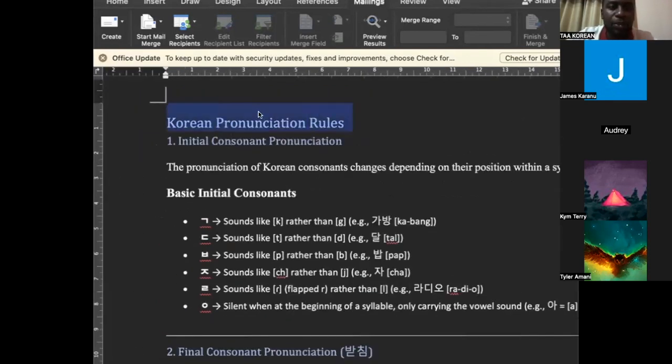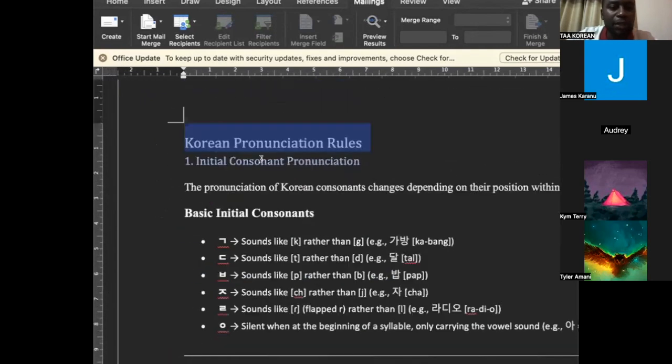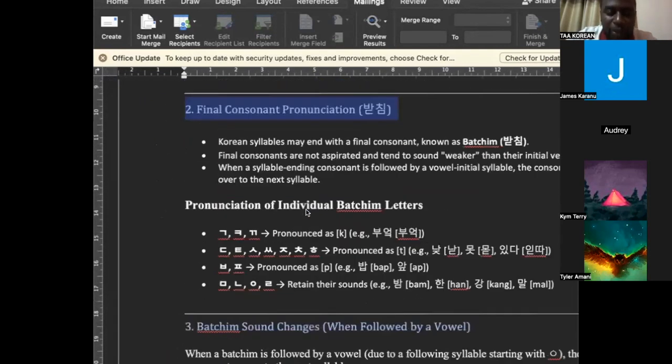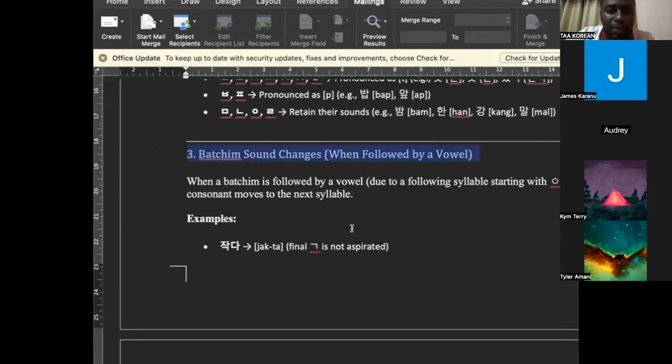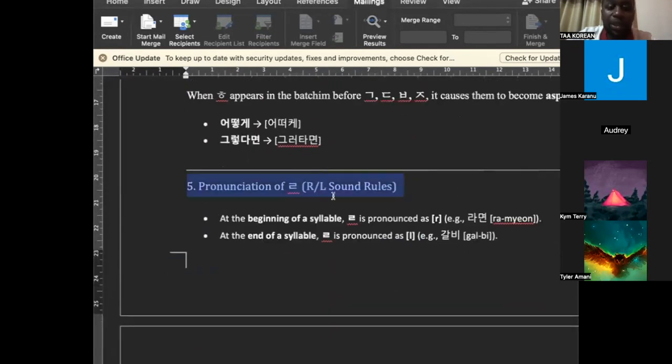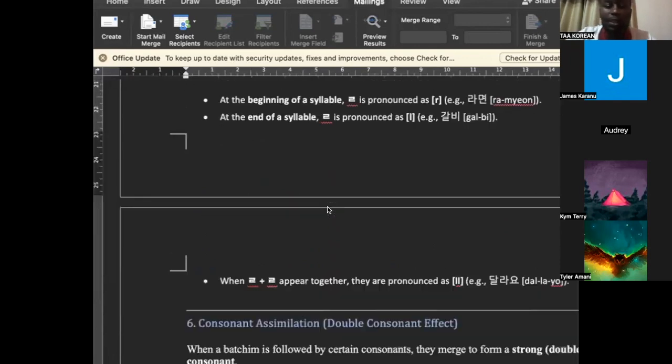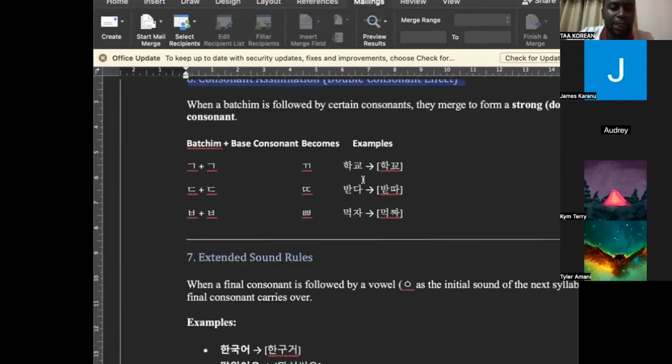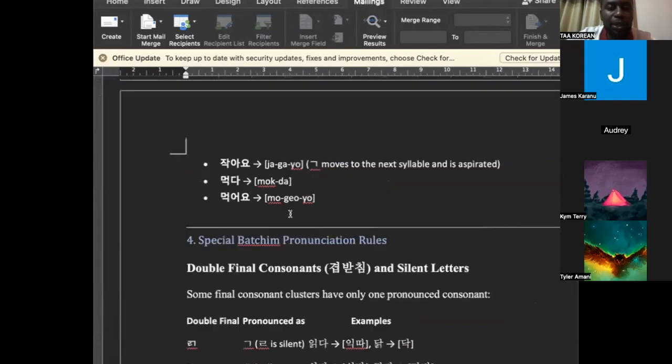Korean pronunciation rules are divided. We are going to divide this into 6 phases: initial consonant pronunciation, final consonant pronunciation, Batchim with sound changes, special Batchim pronunciation rules, pronunciation of the RL sound rules, consonant assimilation, and extended sound rules. And then we're going to do a summary.